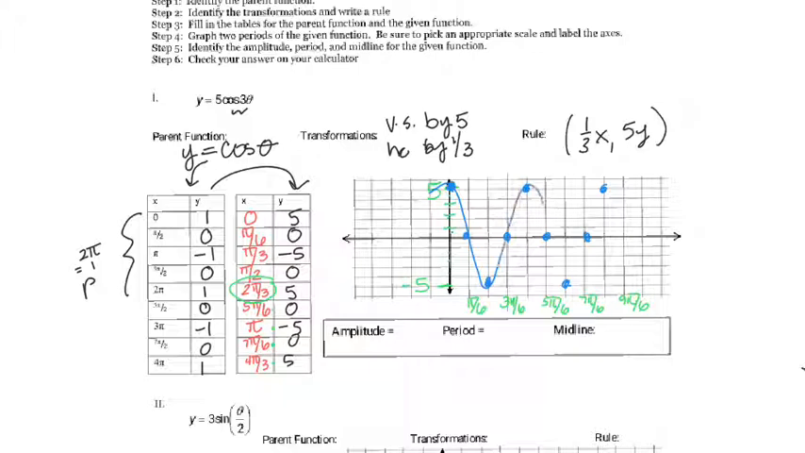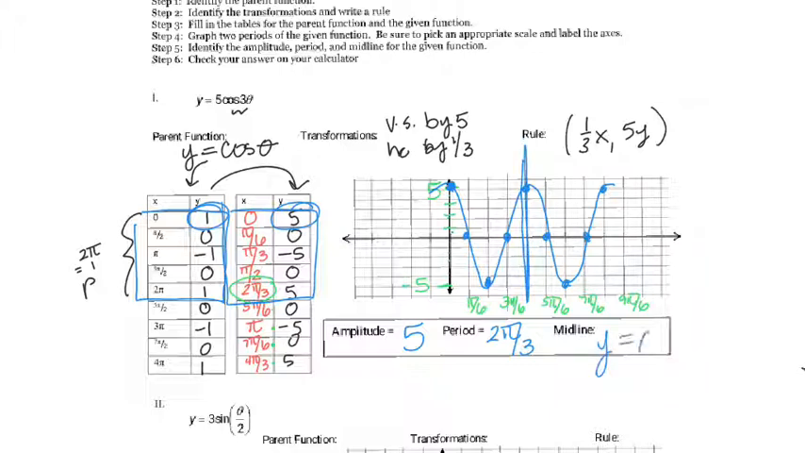So I'm hoping that as you're doing this, you're noticing things that stayed the same and were different. Instead of the amplitude being 1, it got stretched to 5. Okay? The period here was 2 pi. Notice that we chunked it in here. It's now 2 pi over 3. Okay? It took until 2 pi over 3 to get one cycle in, and that was it. The midline on this one is still y equals 0.